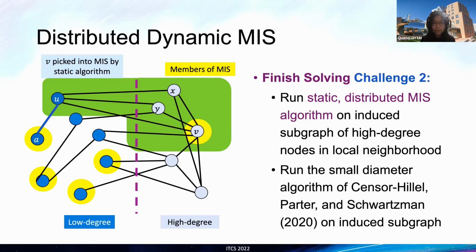Because their algorithm is deterministic, it requires all the nodes participating in the algorithm to communicate information with the leader over several polylog rounds. This is the reason why small diameter is important in order to obtain polylog total rounds for the entire algorithm. Running their algorithm in this example, we pick V to join the MIS.